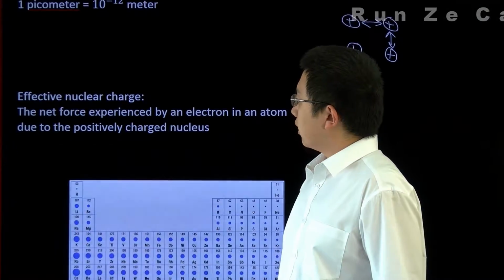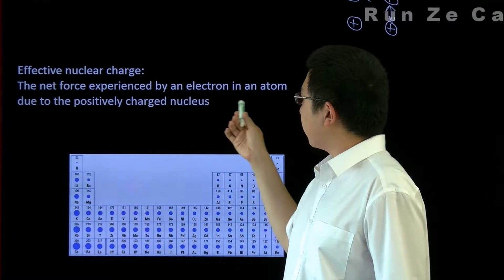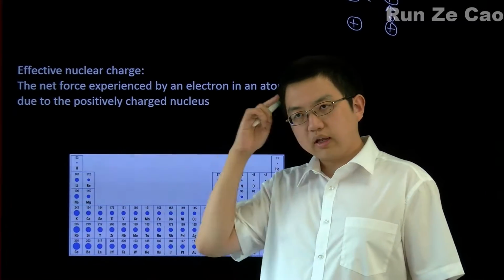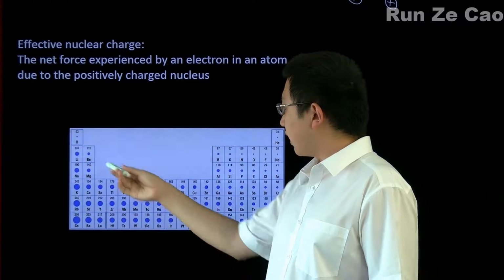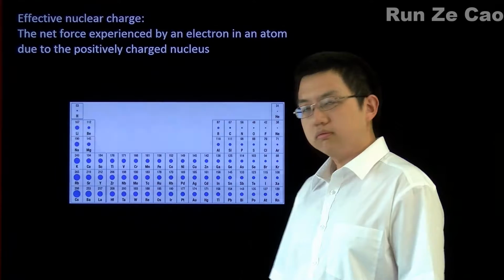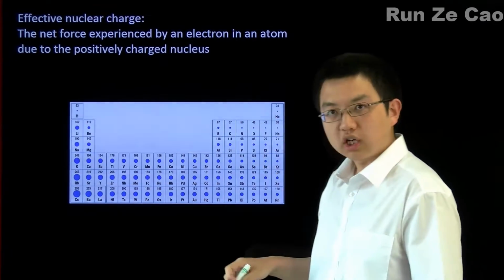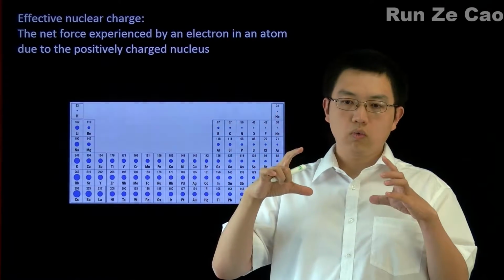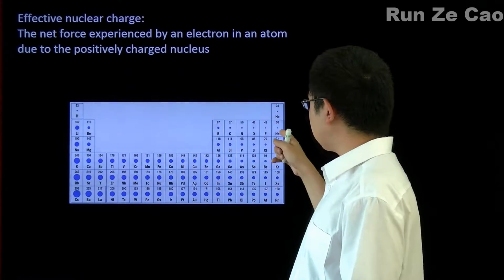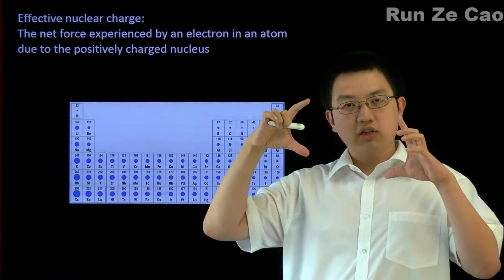Now, what is the effective nuclear charge? Well, this is the force experienced by an electron in an atom due to the positively charged nucleus. So let's think. Why might it be that the more electrons and protons we add, the smaller the atoms? Okay, so here we have more protons pulling on the same outer shell. So instead of just adding a whole new shell, like going from neon to sodium, we keep on adding more electrons to the same shell.